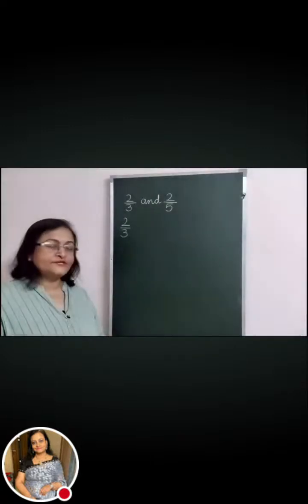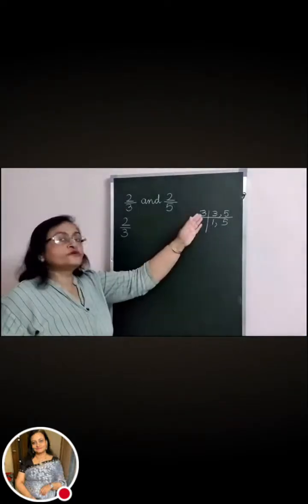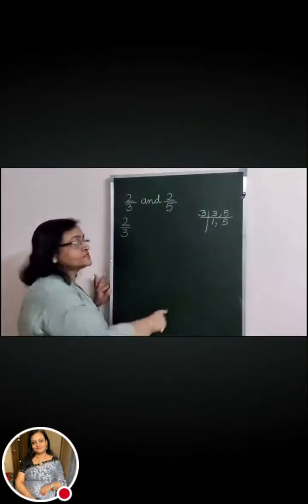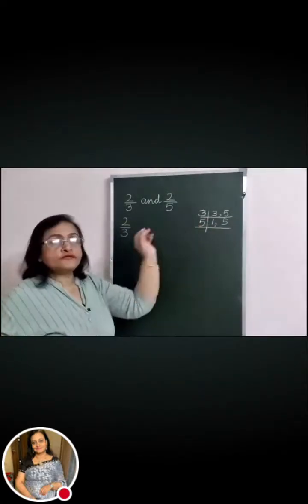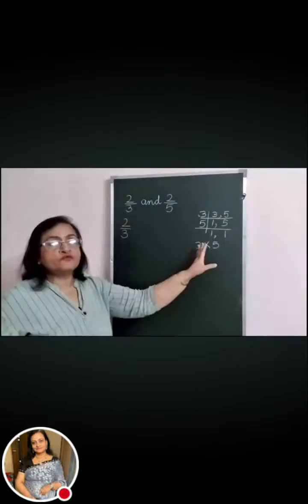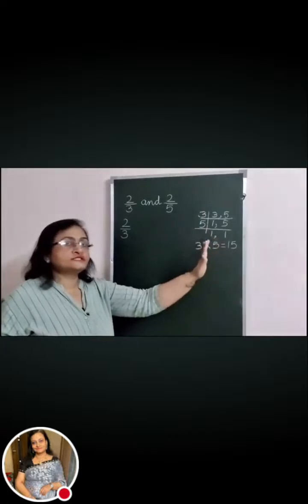For that we will need to find the LCM of both the denominators. First of all, we will divide by 3. 3 ones are 3, but 5 cannot be divided by 3, so 5 will be written as it is. Now we will take 5, 1 will be written as it is, and 5 ones are 5. Now we will multiply 3 and 5. 3 5s are 15. That means 15 is the LCM.